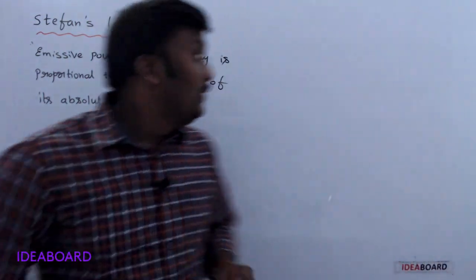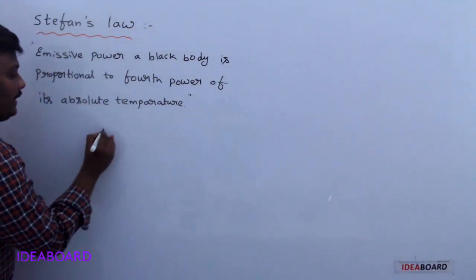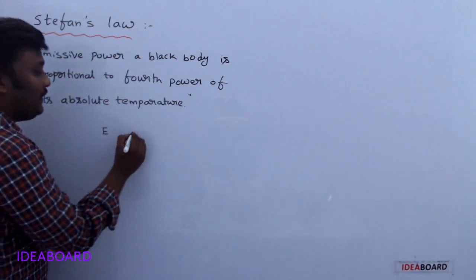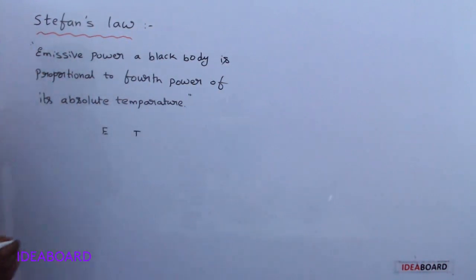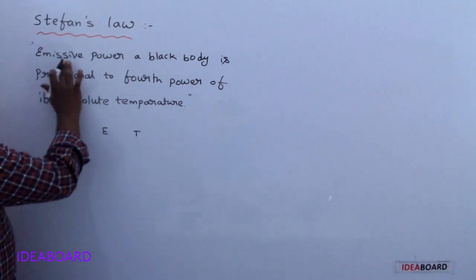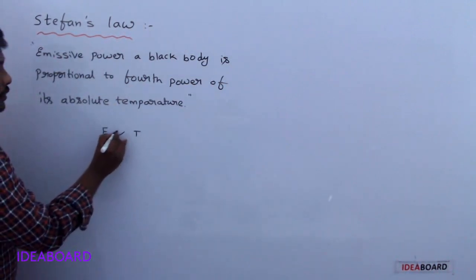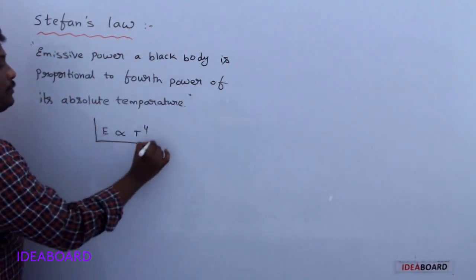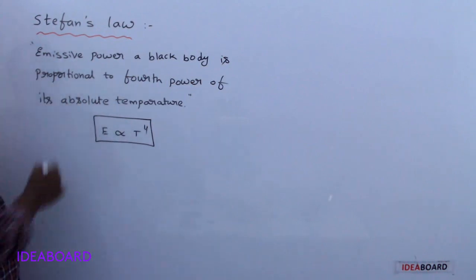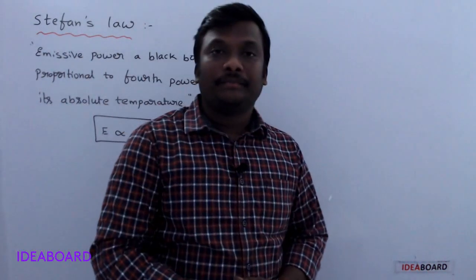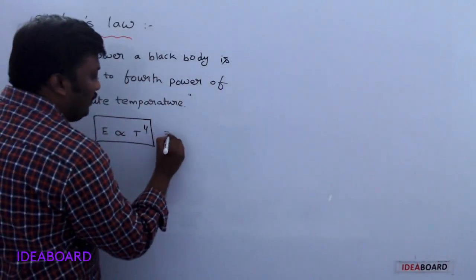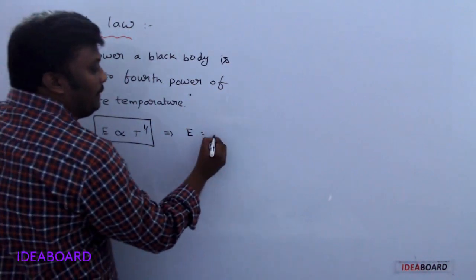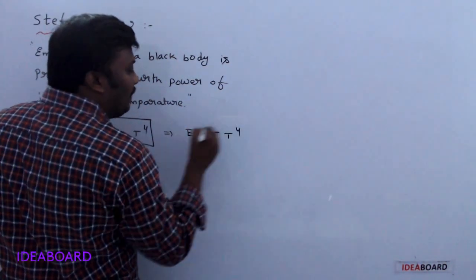We know emissive power is indicated by capital E. Absolute temperature is nothing but temperature on the Kelvin scale, denoted by capital T. So from Stefan's law, emissive power E is directly proportional to T power 4. Now we can write E is equal to sigma T power 4, where the proportionality sign is replaced by a constant sigma.